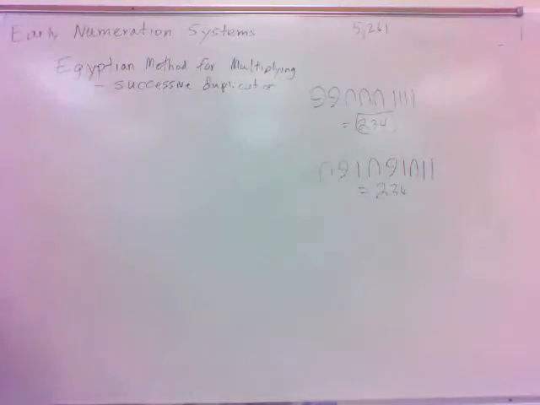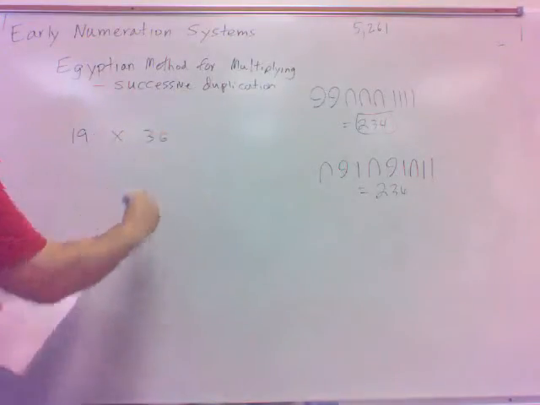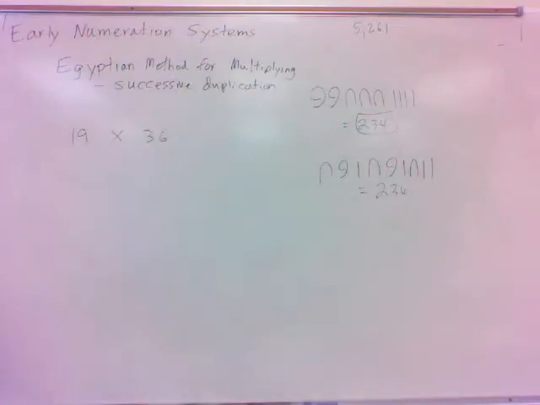Because that's essentially what we're going to do. All right, so let's say I was going to multiply the numbers 19 times 36. Easy for us these days, especially if you have access to calculators, which phones have now, so it's very easy to multiply things. But back in the Egyptians' day, it wasn't so easy. Here's the way they would do it.